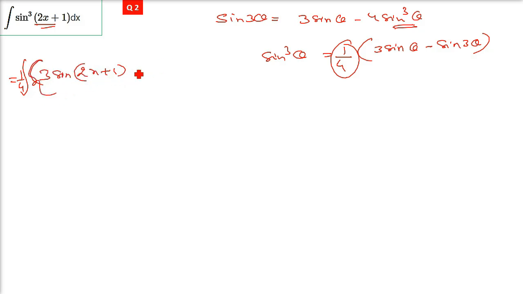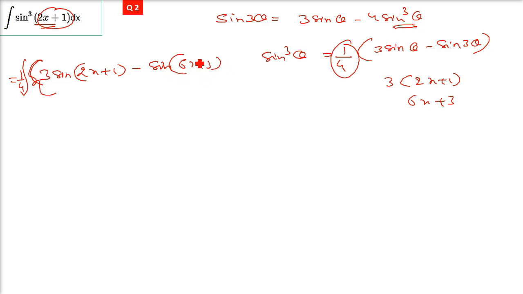Theta is 2x plus 1. So 3 sine 2x plus 1 minus sine 3 into 2x plus 1. So 6x plus 3. This is sine 6x plus 3. Alright, so this sine 3 theta has another formula: 3 sine theta minus 4 sine cube theta.